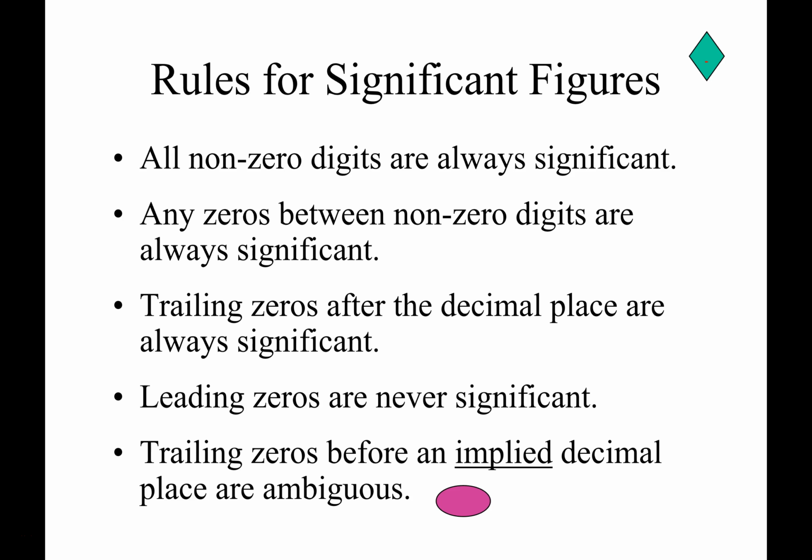Okay. This is called an implied decimal, and it's actually kind of ambiguous. You might have some problems to hand in to say, well, how many sig figs do we have? Well, if it's an implied decimal, there's a bit of ambiguity. What a cool word that is. It's ambiguous, okay?